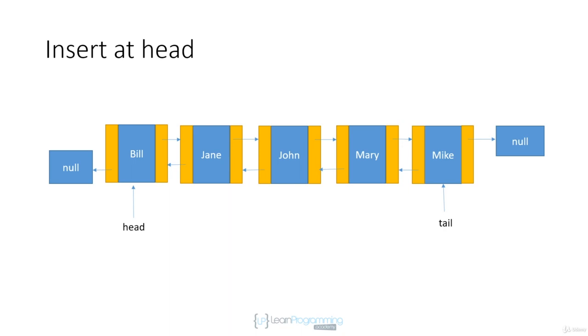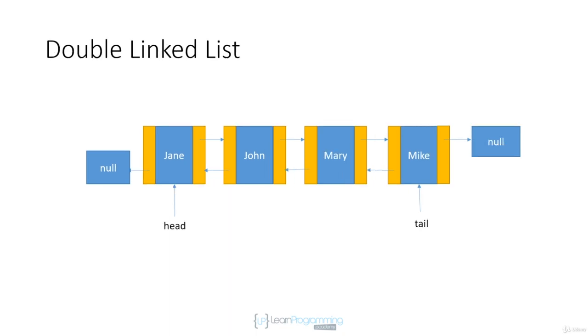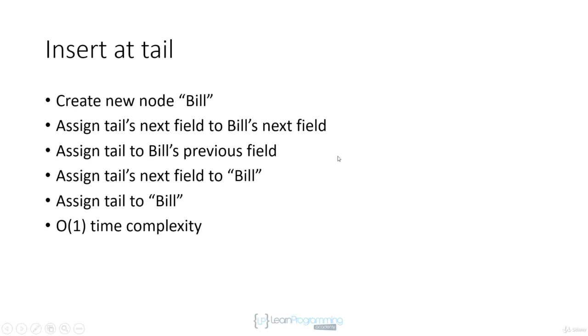Okay, so that's inserting a node at the head. So let's go back to our original list just to remind ourselves of what it looked like. So we're back to before we inserted Bill now, and we're going to insert at the tail. So once again, if we want to insert Bill at the tail, we'll create a new node called Bill. And we want to assign the tail's next field to Bill's next field.